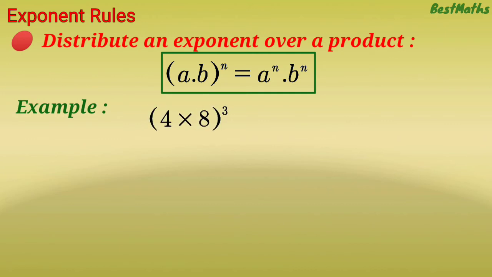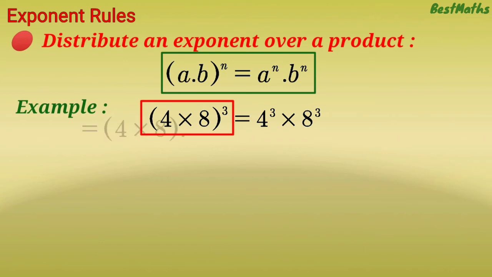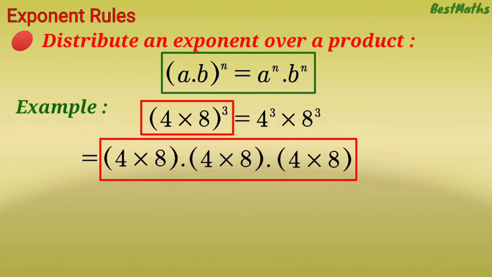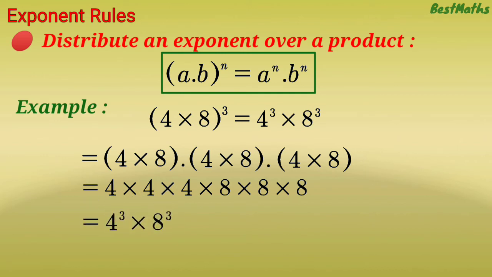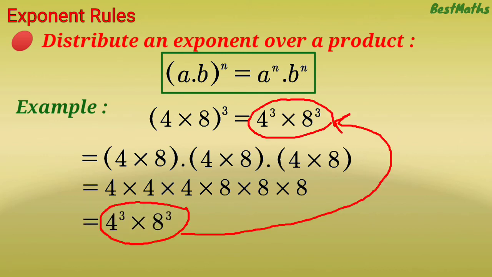For example, 4 times 8 all raised to the 3rd power is equal to 4 cubed times 8 cubed. And this makes sense because 4 times 8 all raised to the cube power can be expanded as 4 times 8 multiplied by itself 3 times. But if I rearrange the order of multiplication, we will get 4 3 times multiplied by 8 3 times. That's going to be 4 cubed times 8 cubed.